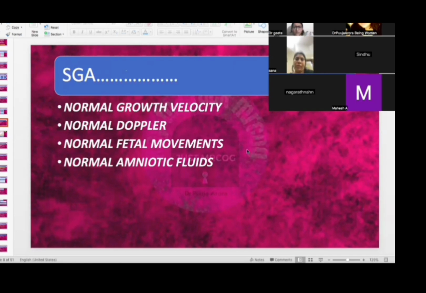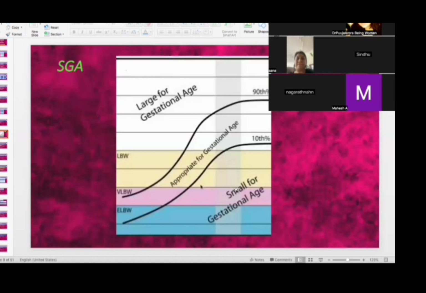So I repeat, if it is less than 3 centile, that is absolute. If it is less than 10 centile, it has to be associated with some Doppler abnormalities. Uterine artery alone, if mean PI is more than 95 centile, that is not enough. There should be some umbilical abnormalities like mean PI more than 95. But if AC or estimated fetal weight is less than 10 centile and umbilical artery is showing mean PI more than 95th centile, or absent diastolic flow or reversed diastolic flow, that is itself enough criteria to understand that. Now this is the chart.